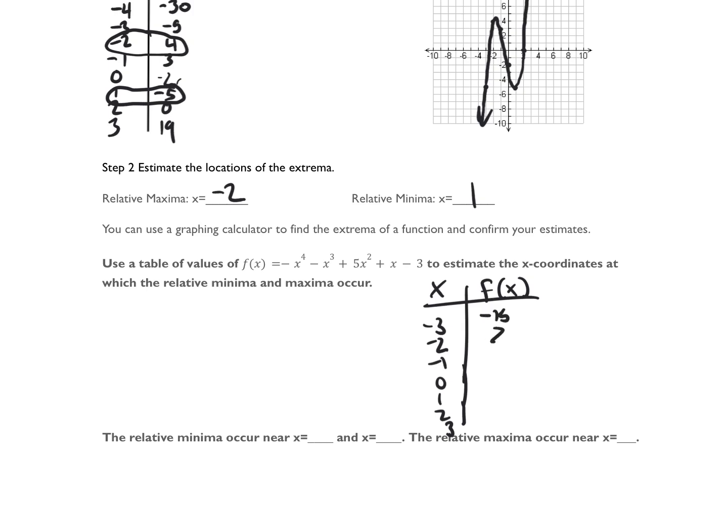-2 is 7, -1 is 1, 0 is -3, 1 is 1, 2 is -5, and 3 is -63. Okay, so we don't need to graph this. We can just kind of estimate where the turnaround points are.